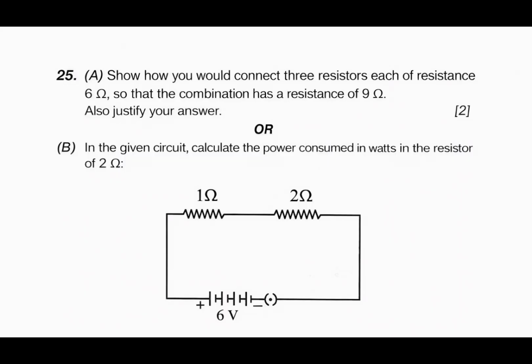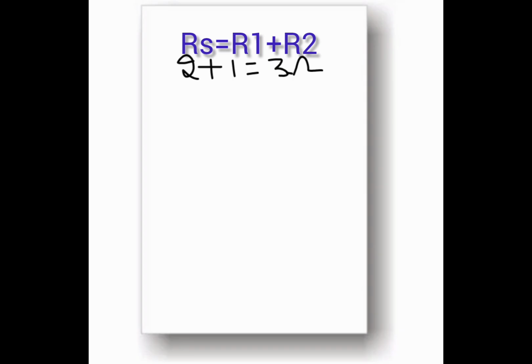Okay, let us discuss 25th B question. Here they gave one circuit diagram. In the given circuit, calculate the power consumed in watts in the resistor of 2 ohm. Here they gave a 1 ohm resistor and 2 ohm resistor. These two are connected in series. So let me solve the combination first. You know the series combination formula. These two resistors are connected in series. So Rs is equal to R1 plus R2. R1 is 1 ohm, R2 is 2 ohm. 1 plus 2 gives 3 ohm resistance.